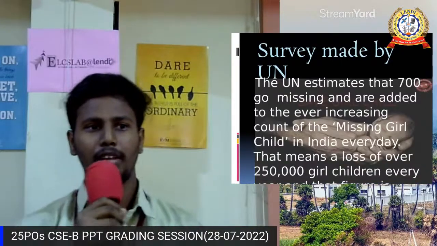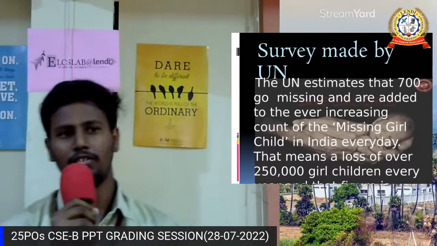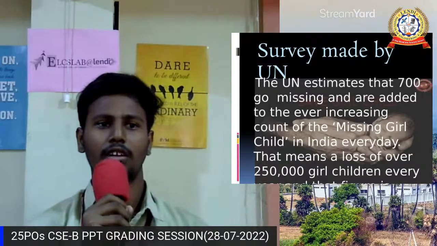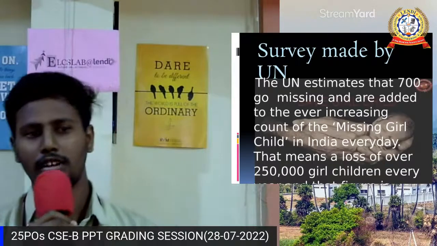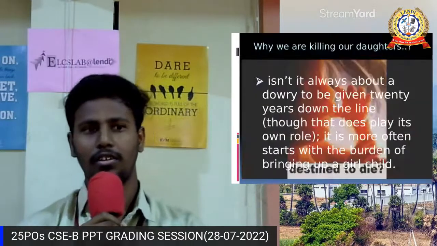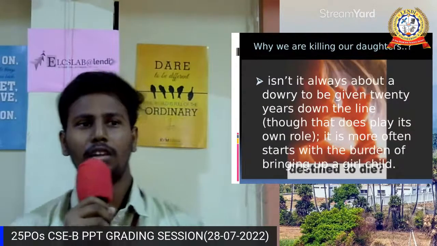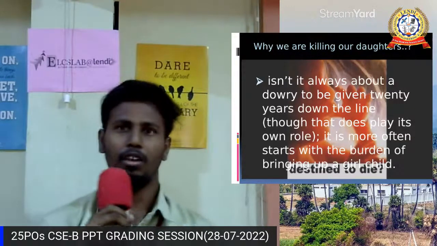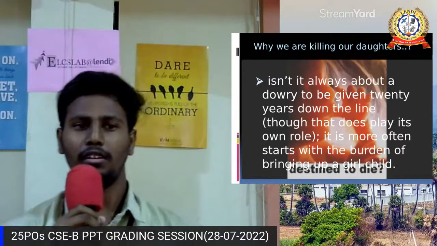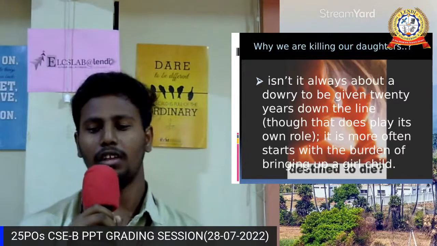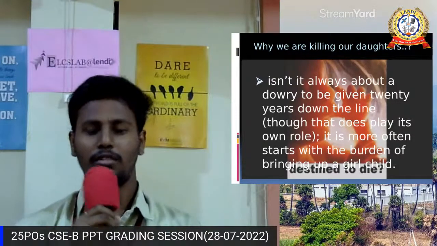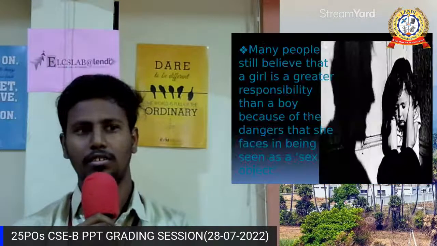A survey made by the UN states that 700 girls are missing, and this number is added to the increasing count of missing girls, which means that 250,000 girl children are missing every year. Why are we killing our daughters? As I have mentioned, they feel like a burden, and they feel they have to pay dowry for their marriages. That may be the reason for killing the daughters.